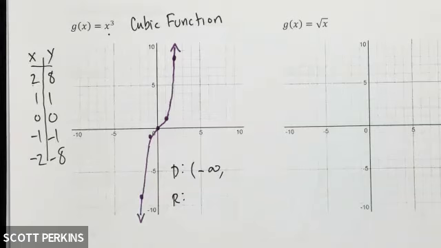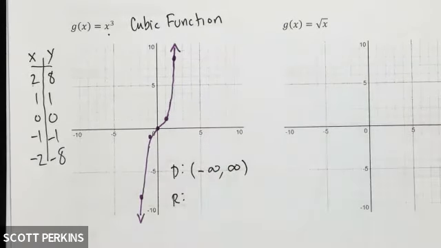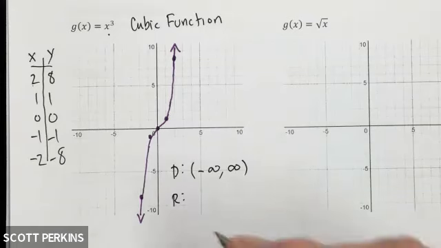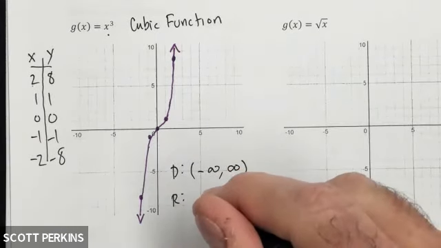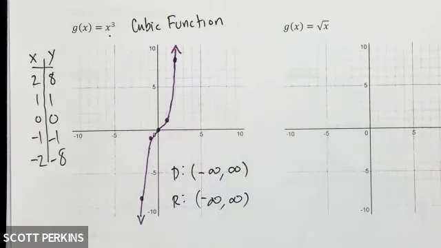How far to the right is the cubic function going to go? Yeah, same thing. Now, the range is a little more obvious from our graph. The range, how far down is this going to go? Indeed, and then positive infinity. Great.